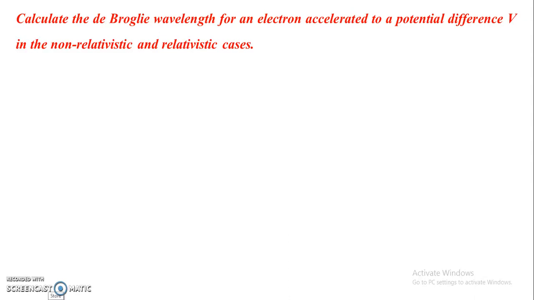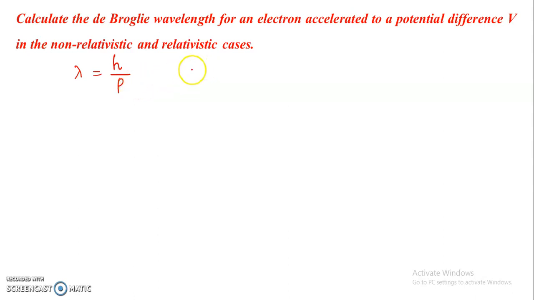Today we are going to discuss a concept related to the de Broglie hypothesis. According to de Broglie, any material particle, whether neutral or charged, in motion is equivalent to a wave. The corresponding wavelength associated with that wave is given by lambda equal to h by p, where h is Planck's constant and p is the momentum.